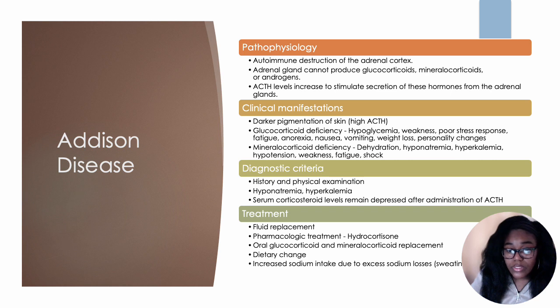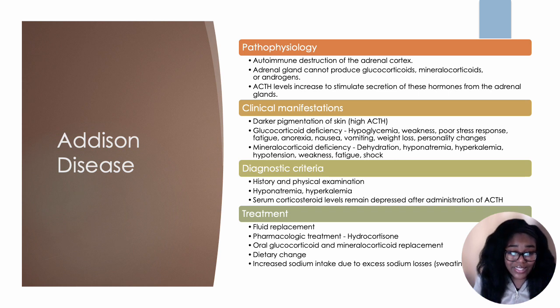So what results is darker skin, pigmentation. You may see glucocorticoid deficiency, and normally glucocorticosteroids are associated with glucose levels. So if you have a deficiency of these steroids, you may see hypoglycemia and the effects of hypoglycemia, which is weakness and poor stress response, anorexia, nausea, vomiting, weight loss, personality changes. If you lose too much, you may even see individuals go into a coma. You see mineral corticosteroid deficiency, so you'll see dehydration, hyponatremia, hyperkalemia, hypotension, weakness, fatigue, and shock.